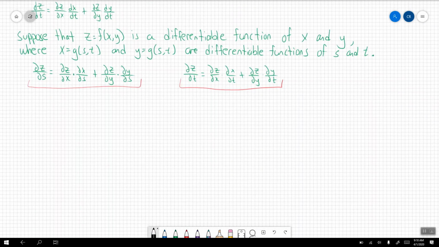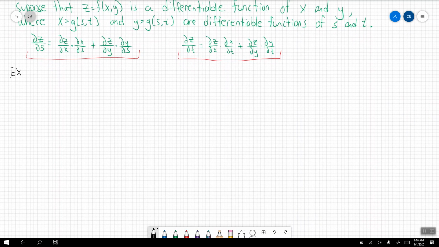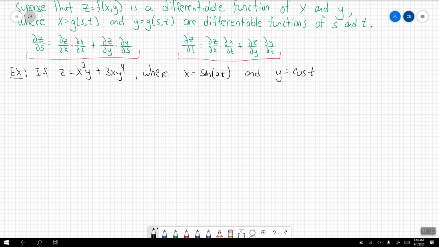Now, how is this going to look? Let's look at an example. If z is equal to x squared y plus 3x y to the fourth, where x is equal to sine of 2t and y is equal to cosine of t, we want to find the derivative of z with respect to t when t is equal to 0.